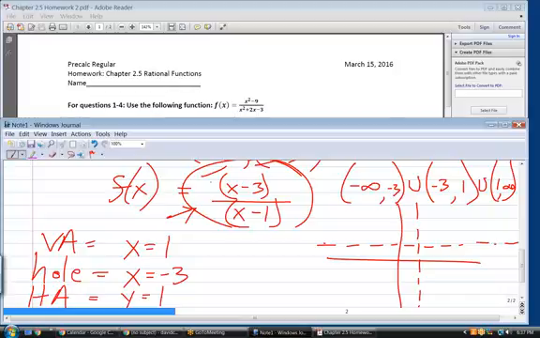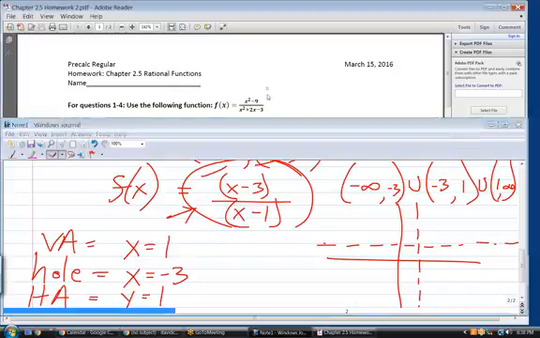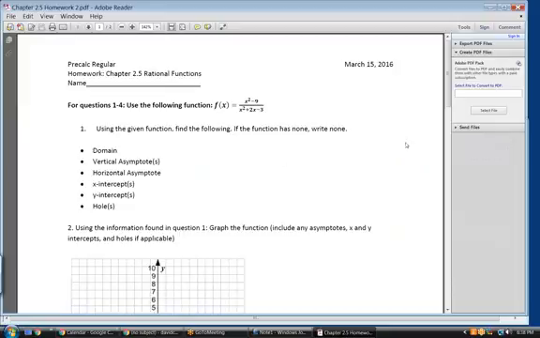If that was a 2, the horizontal asymptote would be at 2. The ratio of the coefficients: if that was 2 and this was 5, the horizontal asymptote is at 2/5. And let's see, x-intercepts.